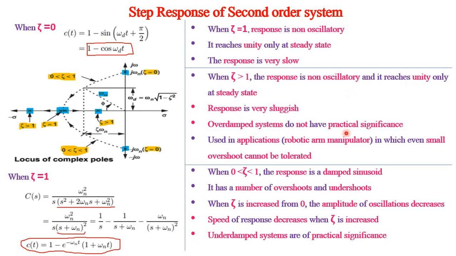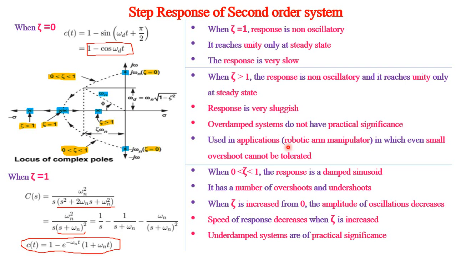So these overdamped systems do not have much practical significance, except for applications where we cannot tolerate even a small overshoot, like a robotic arm manipulator, where we cannot tolerate even a small change. For example, a robot has to pick a particular object from a particular place and place it in some other place, which means it has to happen exactly.